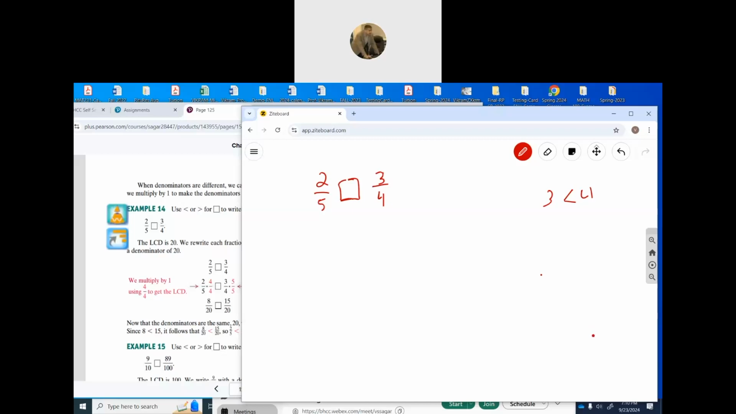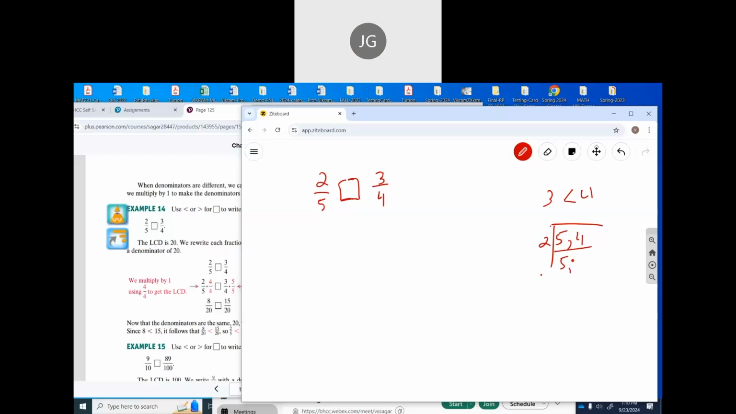Yes, you can use a calculator, but don't use it here, because we have another method. We just learned LCD. So which symbol do I have to use here? What's the LCD of 4 and 5? Now we know this is easy, right? 20. Yes, 20.